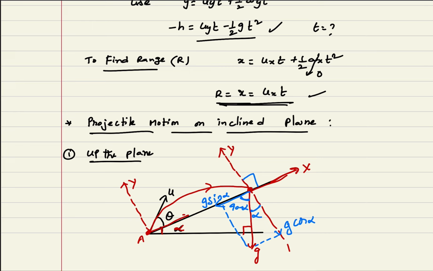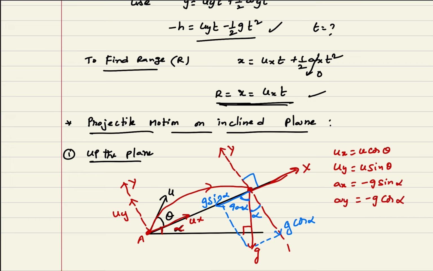Similarly, along the x-axis you can write this is ux and this value is uy. I am writing ux is equal to u cos theta, uy is equal to u sin theta, ax is equal to minus g sin alpha, ay is equal to minus g cos alpha. These are my equations. By knowing the initial velocities and accelerations, you can calculate any velocities or displacements along the x-axis, y-axis, maximum height, everything at a given time or a given location.